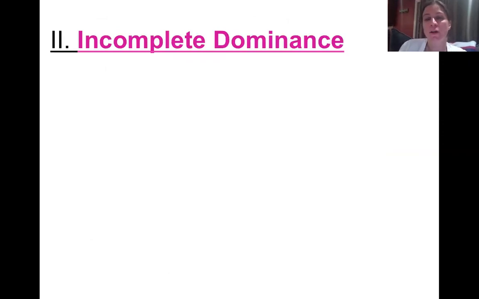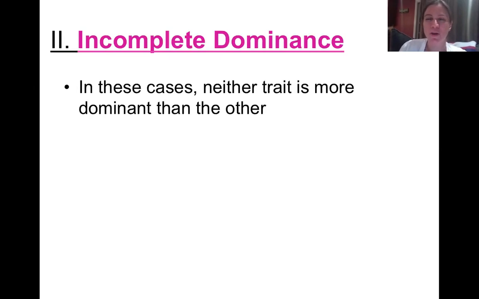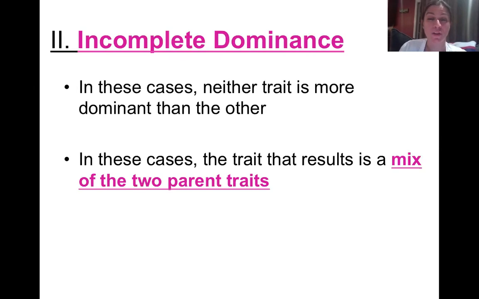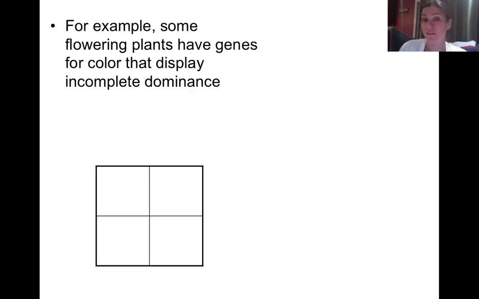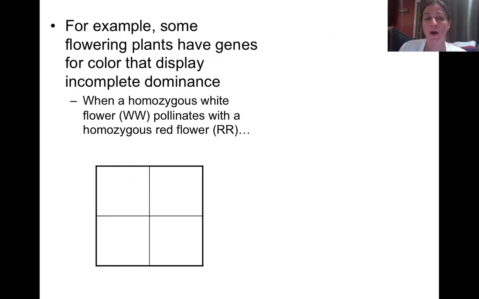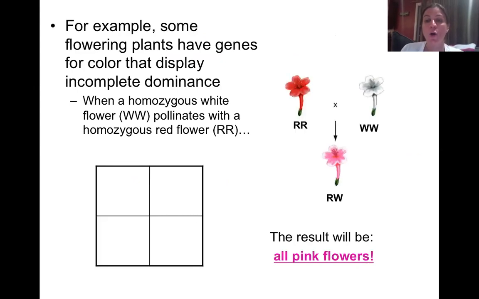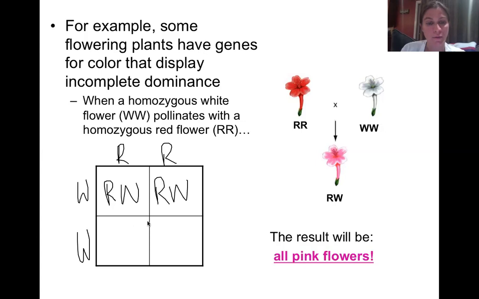The next thing I want to talk about is incomplete dominance, where one trait doesn't dominate over the other. It actually causes a mix. Okay, so here we go. I'm going to cross a white flower and a red flower. Big R is a red flower, crossed with a white flower, which is big W, big W. So it's big R, big W, big R, big W.